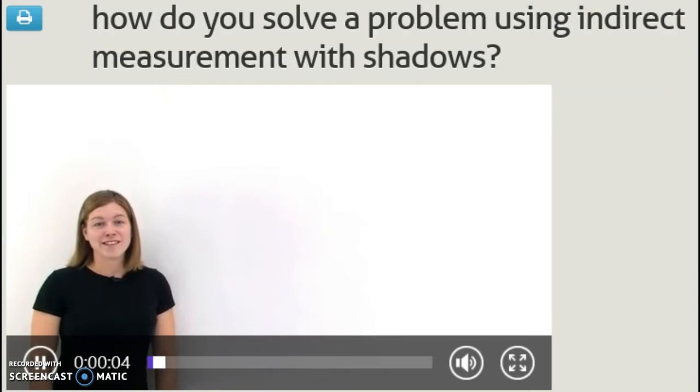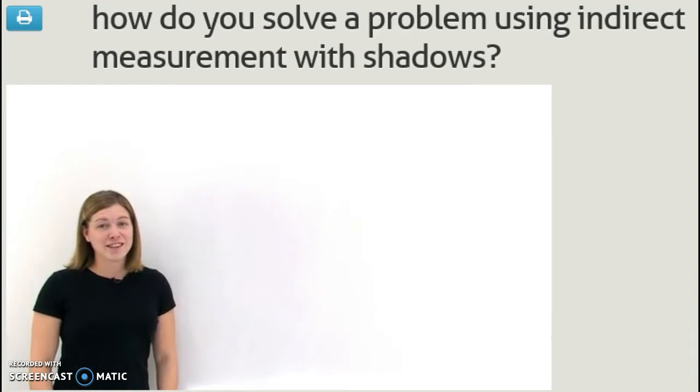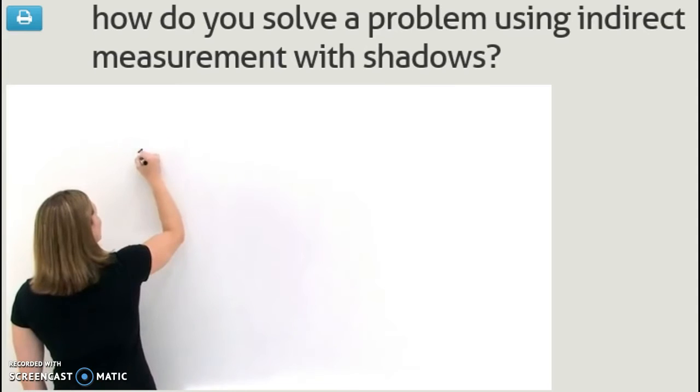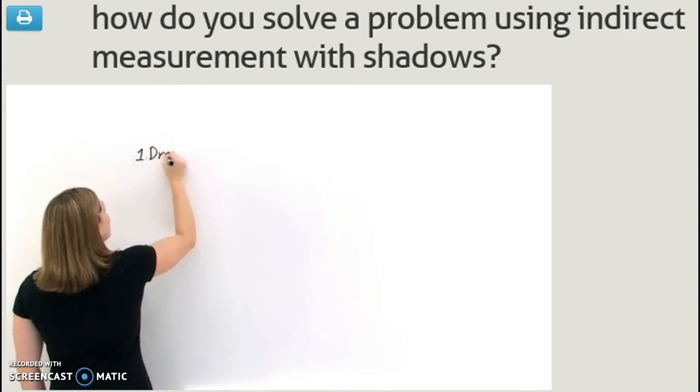A flagpole casts a shadow of 10 feet, and you cast a shadow of 5 feet. If you are 6 feet tall, what is the flagpole's height? For this problem, let's start out by drawing a diagram of what's going on.